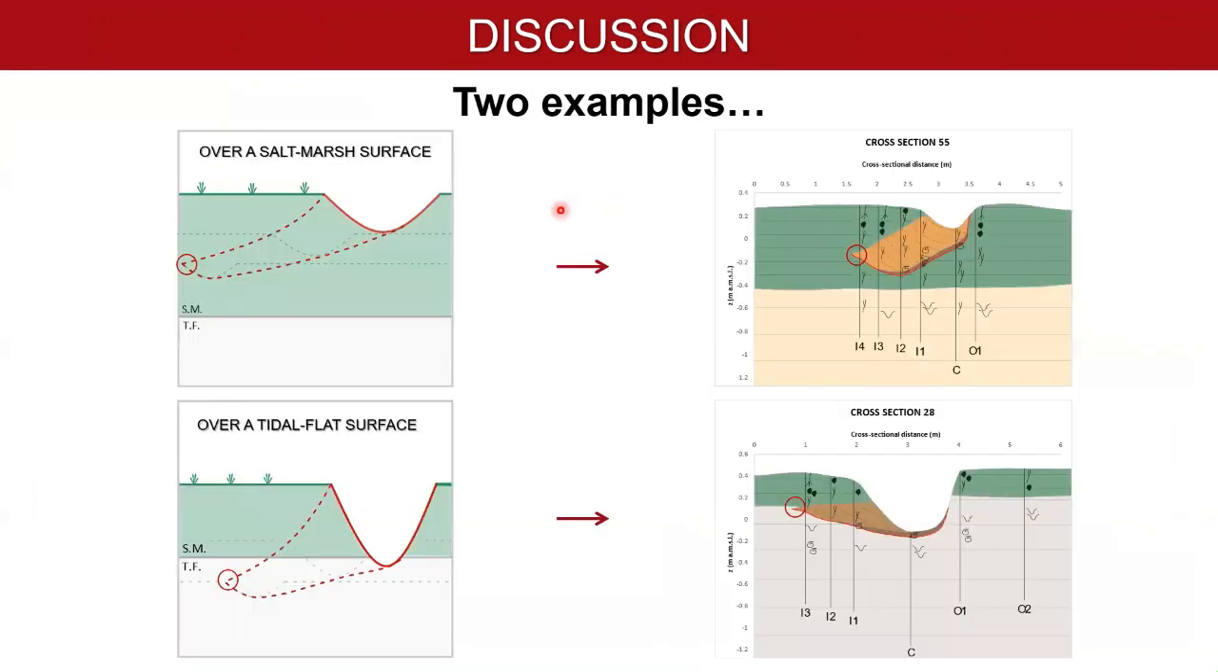In this slide, we can see two examples of the two scenarios. Here, we can see the incision of a channel over a salt marsh surface. The channel then grew and migrated at the same time as the marsh vertical accretion. Here, instead, we can see the incision of a channel over a tidal flat surface. Then, during its growth, the channel was inherited by a salt marsh.